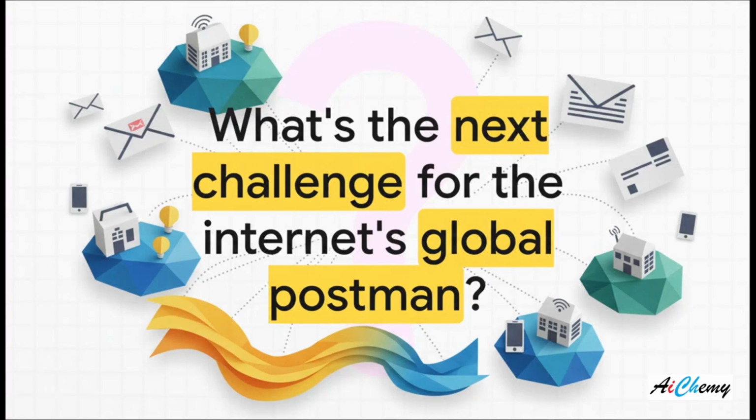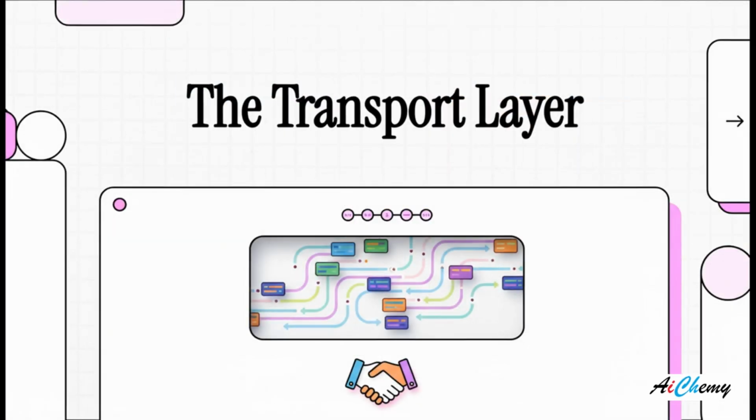So, from unique IP addresses acting like street numbers to brilliant routers acting as smart post offices, the network layer is the unsung hero that powers our digital lives. But it does make you wonder, right? As we connect billions more devices, from cars to coffee makers, and as we demand more and more speed, what's the next big challenge for our global postman? What comes next?